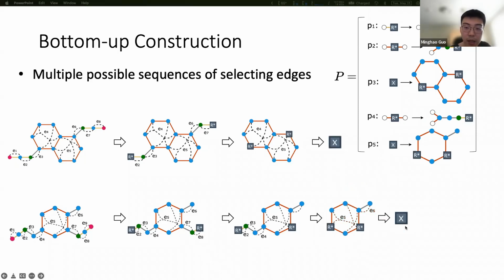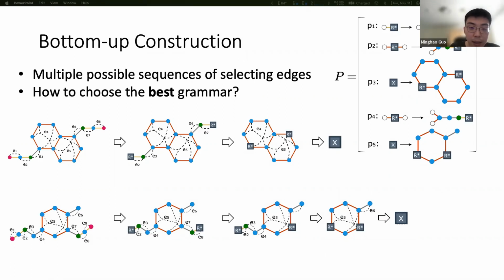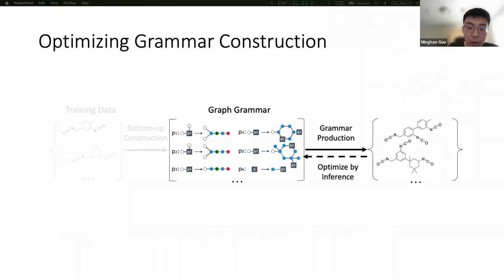And an immediate issue of this bottom-up construction is that there actually exist multiple sequences of selecting the edges, which will essentially give us multiple constructed grammars. And the remaining problem is how to choose the best grammar. And our intuition here is that the best grammar should capture the necessary information for both the intra-similarity and the inter-similarity at different scales, which goes to the second part of our method.